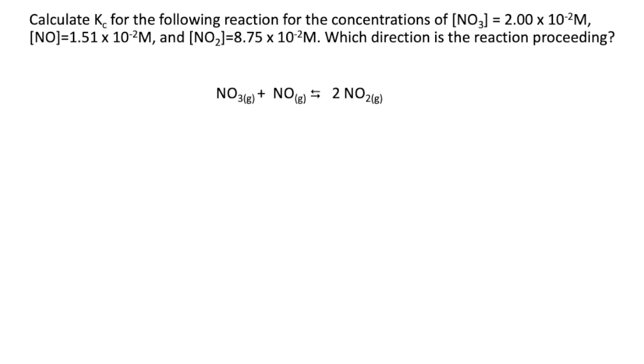This question asks us to calculate Kc for the following reaction for the concentrations of NO3 equaling 2.00 times 10 to the negative 2 molar, NO equaling 1.51 times 10 to the negative 2 molar, and NO2 equaling 8.75 times 10 to the negative 2 molar. Then it asks which direction the reaction is proceeding.